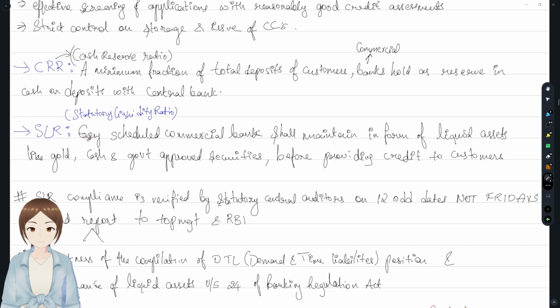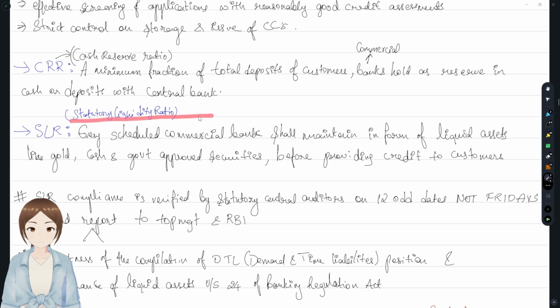This is quite an important topic. It gets more questions that are often asked in bank audit. CRR is cash reserve ratio. What is cash reserve ratio? A minimum fraction of total deposits of customers, that is, bank's customers deposit some money, right? A part of that money a bank shall hold as a reserve in cash or deposits with the central bank. They should not give all the deposits as loans to other customers. They have to hold a portion of that either with them or with the central bank, that is RBI.